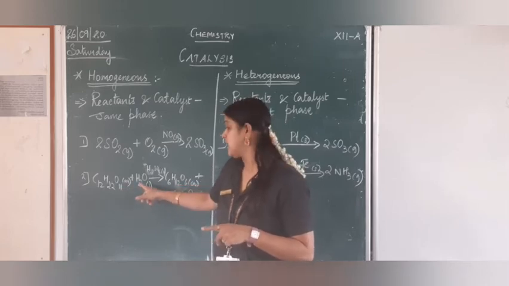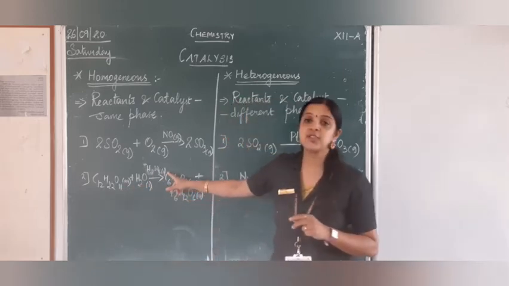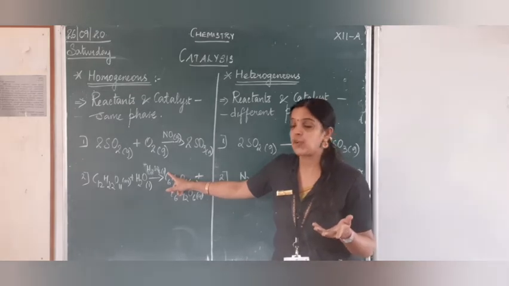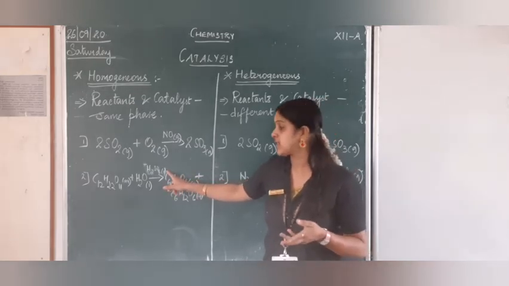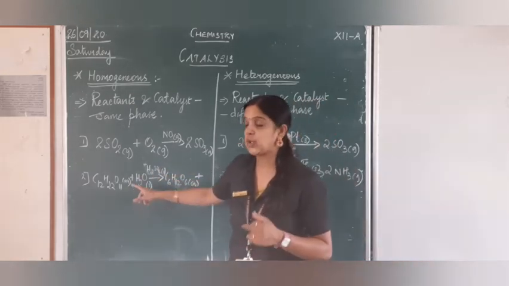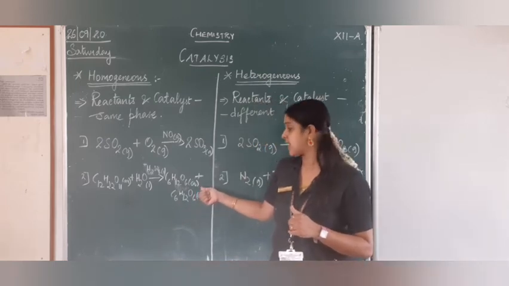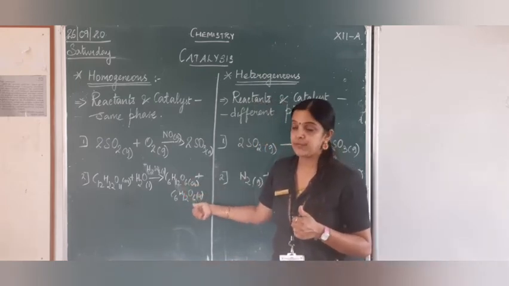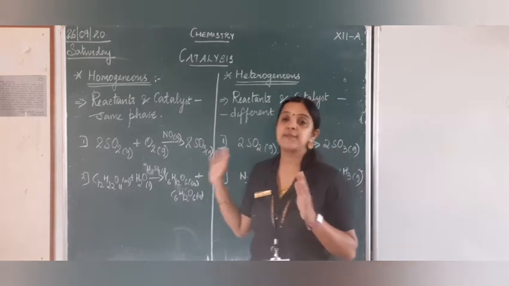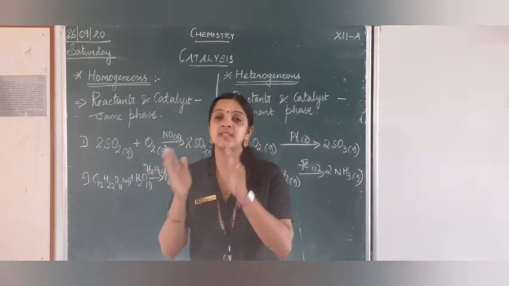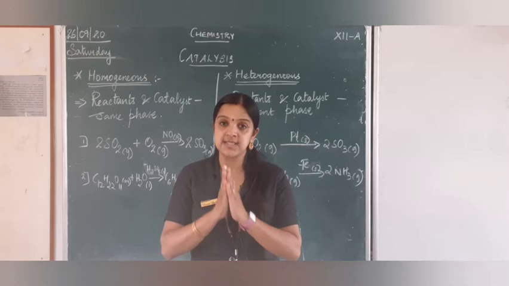Another example is hydrolysis of sugar. You can see sugar reacting with water in the presence of mineral acid, that is H plus ion. So that is also in the liquid phase, and my reactants are also in the liquid phase, which gives the products, glucose and fructose. So homogeneous, now you understood both the reactants and the catalyst are in the same phase.